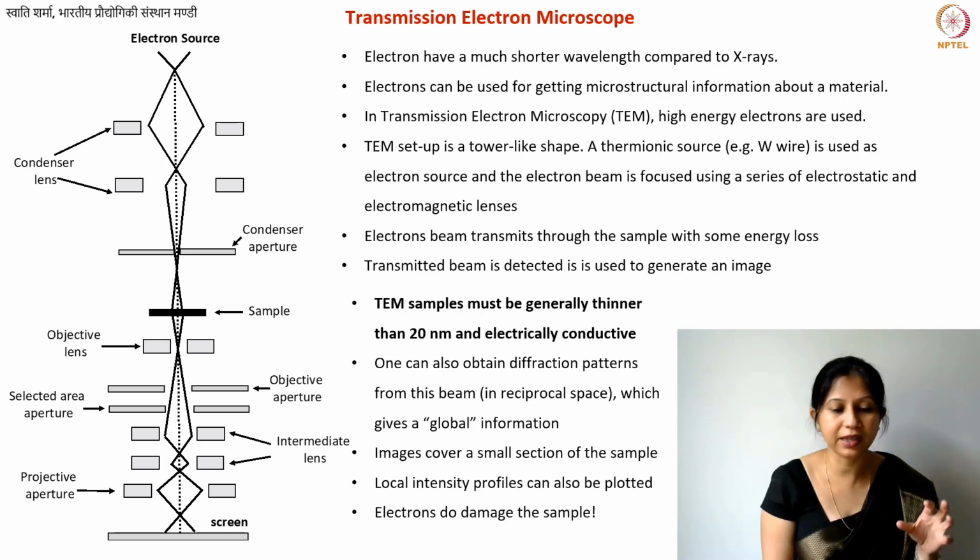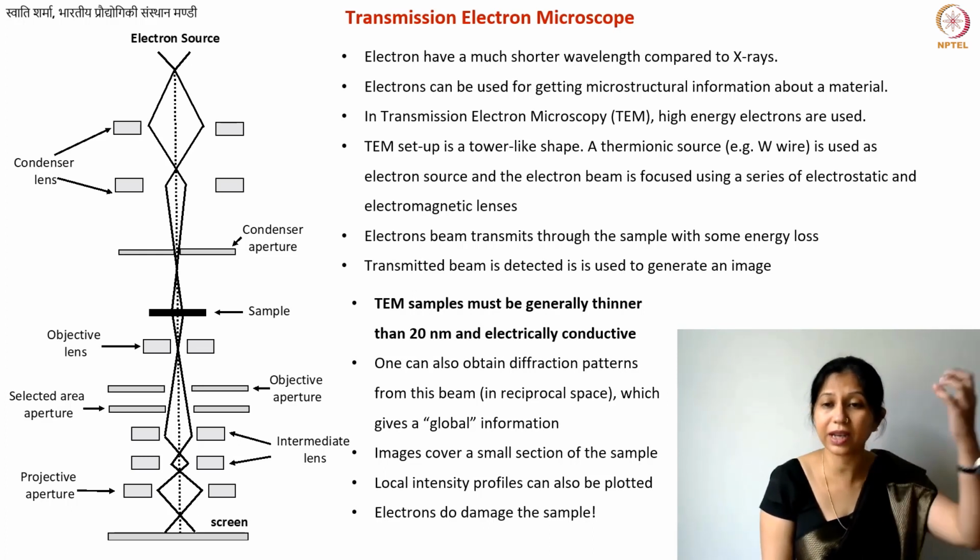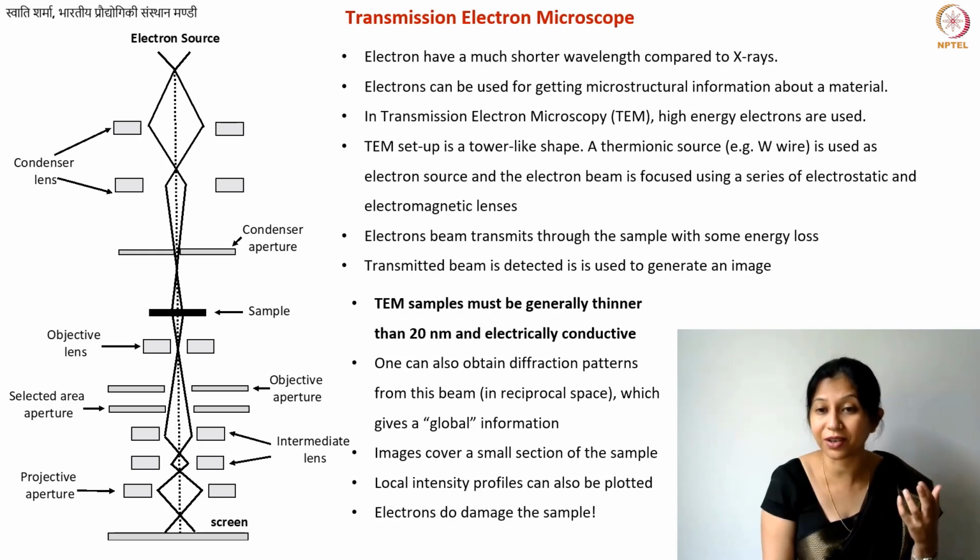But let's say it is a pyrolyzed polymer, for example. In that case, these materials may not be electrically conductive, and one condition for TEM analysis is that you need to have an electrically conductive sample. So the electrons need to go through it. You can imagine that you need something that allows the transport of electrons, right?